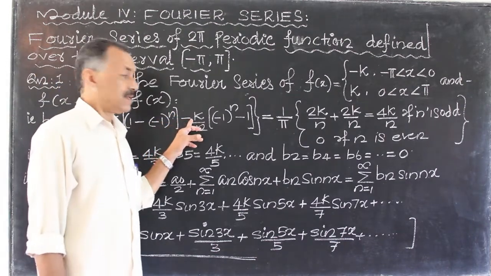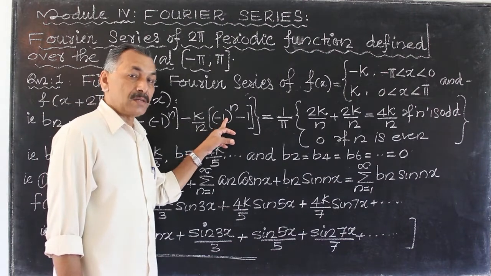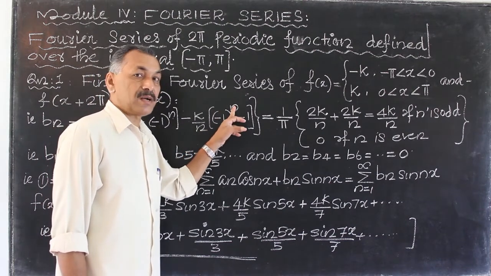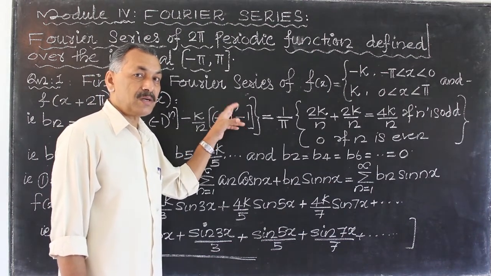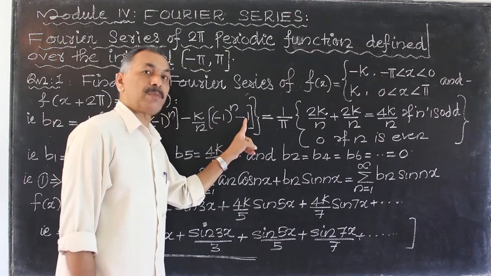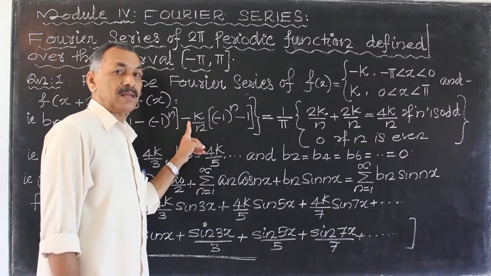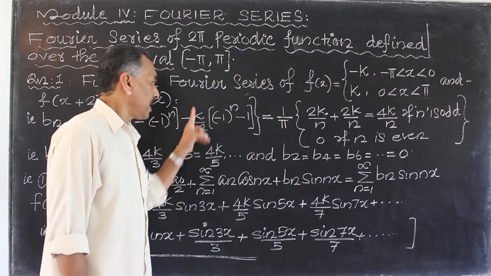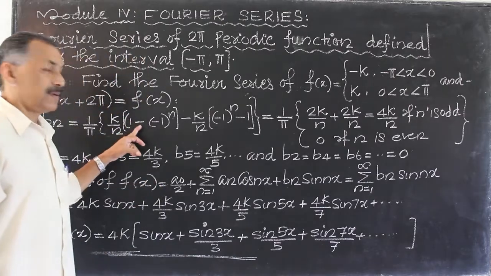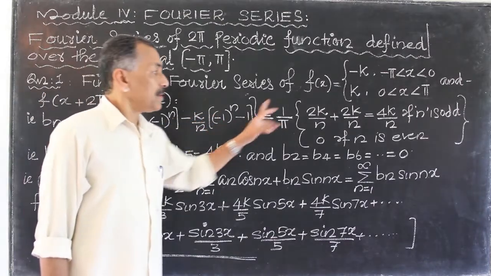What is this one? If n is odd, minus 1 raised to 1 is minus 1. Minus 1, minus 1, minus 2. If we multiply by minus 2, we get plus 2k by n. So what do we get here? 2k by n. And here also, 2k by n.